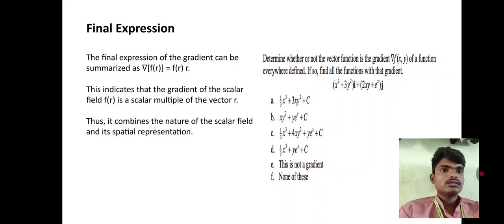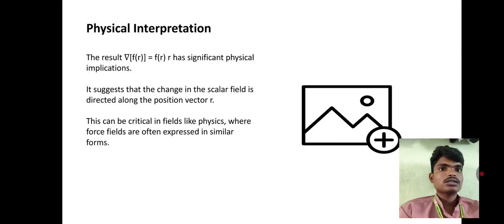Next one, physical interpretation. This result, del f of r equals f'(r) r̂, has significant physical implications. It suggests that the change in the scalar field is directed along the position vector. This can be crucial in physical fields, where force fields are expressed in similar forms.